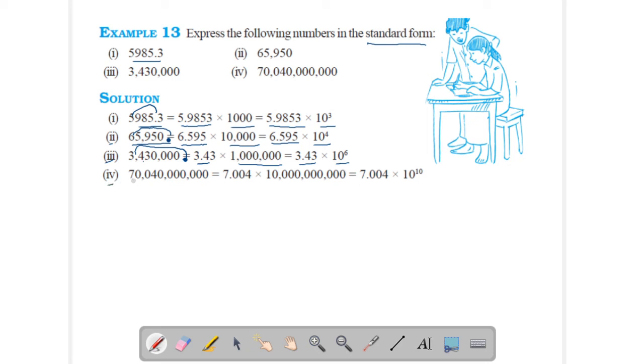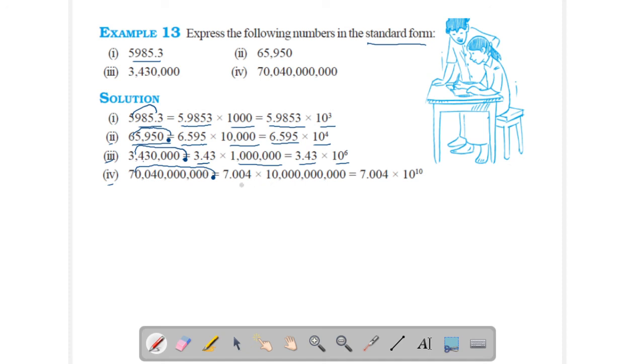It is 70,040,000,000. Now here in this number, decimal is here, and you have to bring this decimal after one digit, that is after 7. How many digits are there in between? Here it is 1, 2, 3, 4, 5, 6, 7, 8, 9, 10.